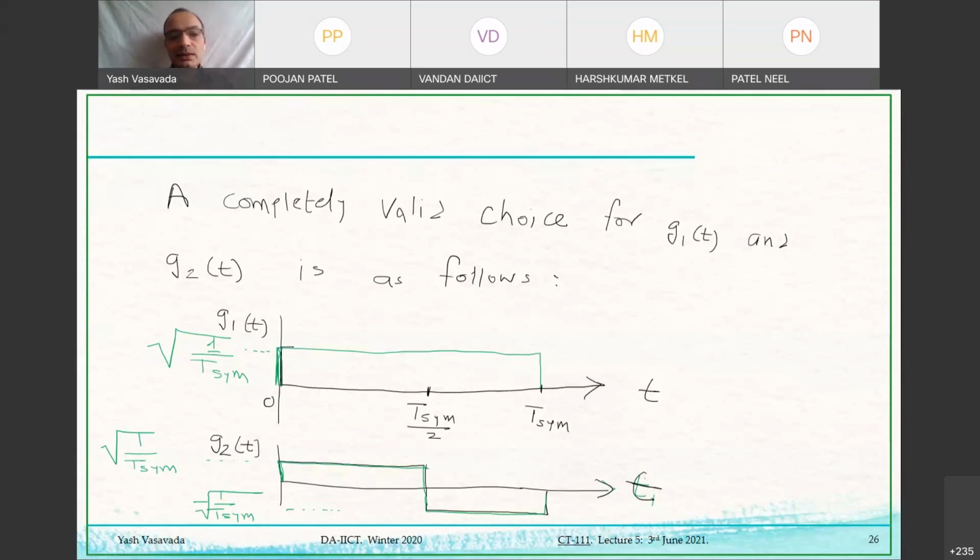So the individual g1 and g2, once I have these proper amplitudes, they are indeed satisfying the first requirement that they are unit energy signals, or if I interpret them as vectors, they are unit length vectors. Now, what about the second requirement? Do you think the second requirement is going to be met with g1 and g2?